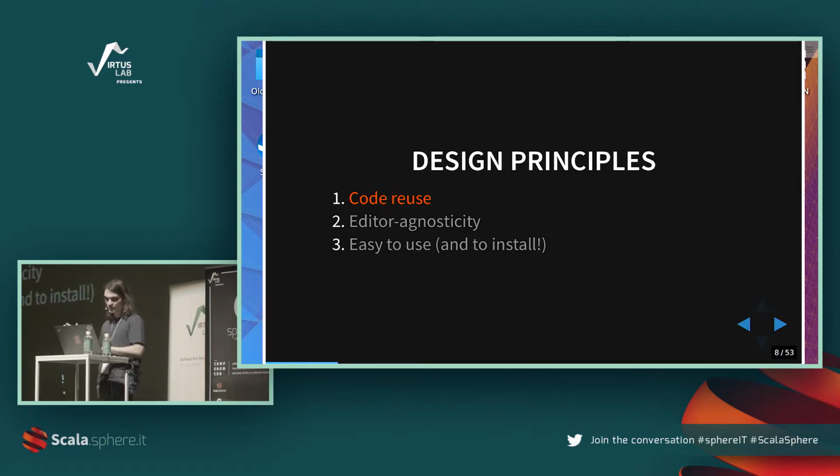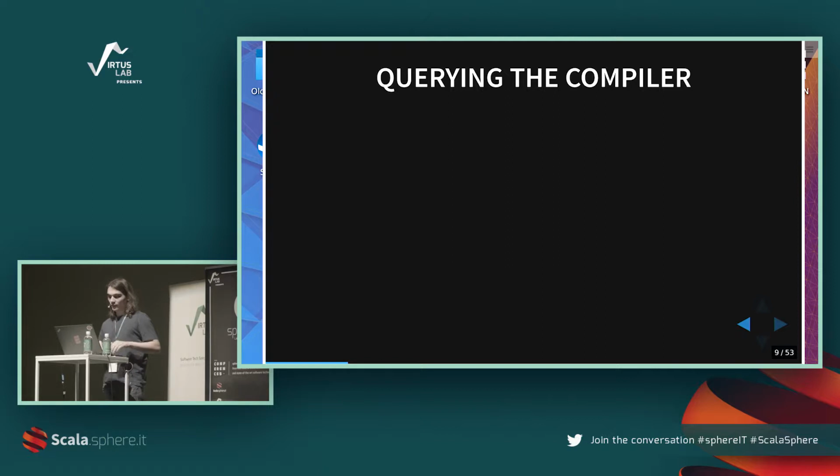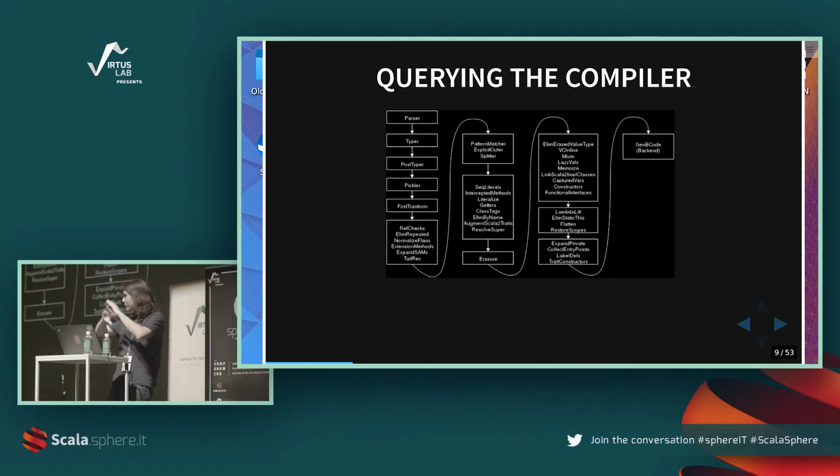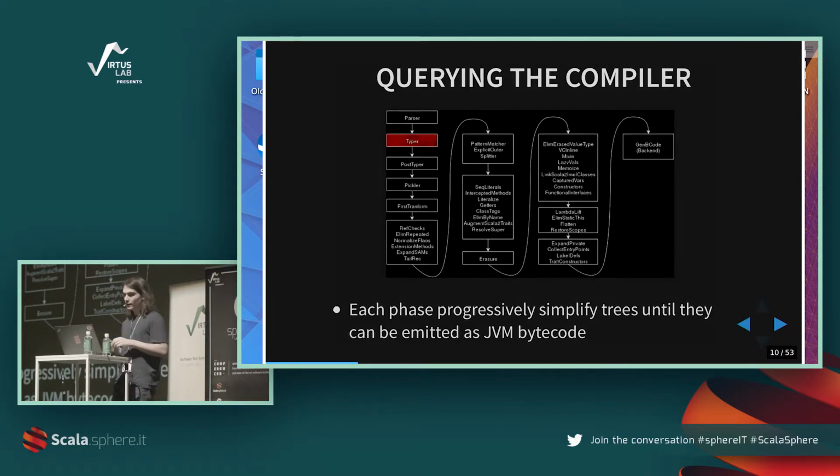So let's go step by step through these principles. The first one is code reuse. I'm going to talk about how you talk with the compiler, which is what you want to do from the IDE. You don't want to reinvent things, you want to ask the compiler stuff. So the compiler is this huge pipeline of phases. You start with your source code, you run it through the parser, you get an untyped tree. Then you run it through the typer, you get a typed tree, and then all the phases after that simplify the trees until you get to something that can be emitted as Java bytecode or JavaScript or something else. And the one we're particularly interested in for querying the compiler is typer.